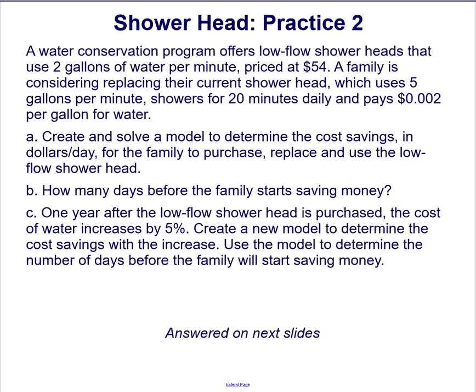Here's the three parts we're going to consider. Part A, we're going to create and solve a model to determine the cost savings in dollars per day for the family to purchase, replace, and use the low flow shower head. Part B, how many days before the family starts saving money? Part C, 1 year after the low flow shower head is purchased, the cost of water increases by 5%. Create a new model to determine the cost savings with the increase. Use the model to determine the number of days before the family will start saving money.